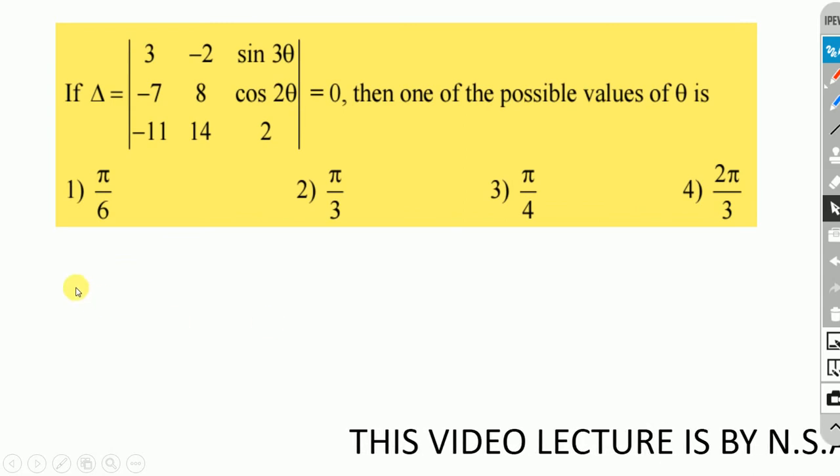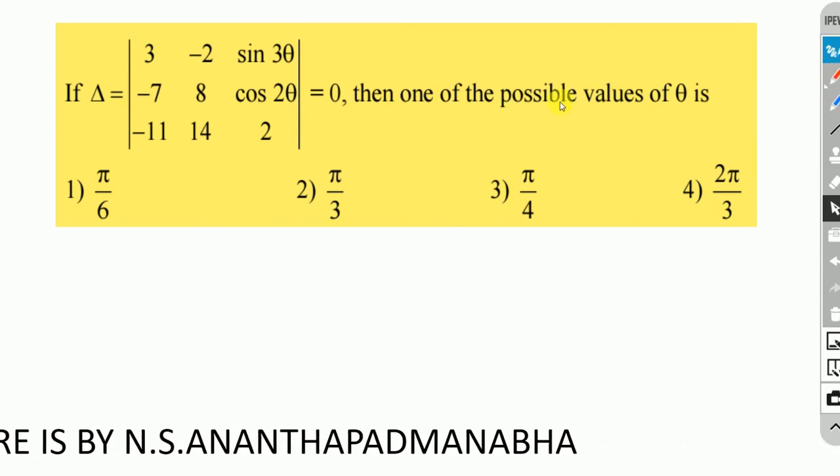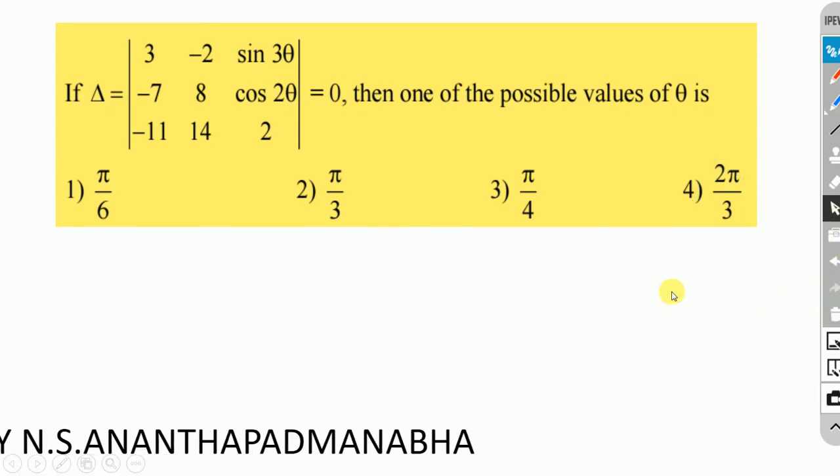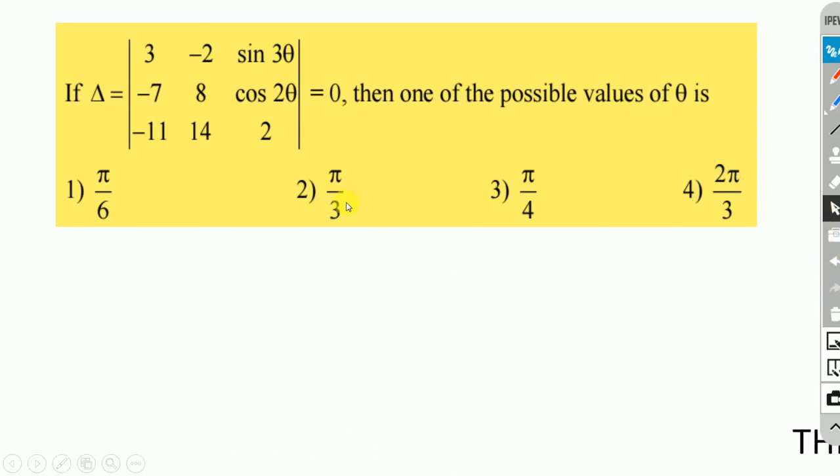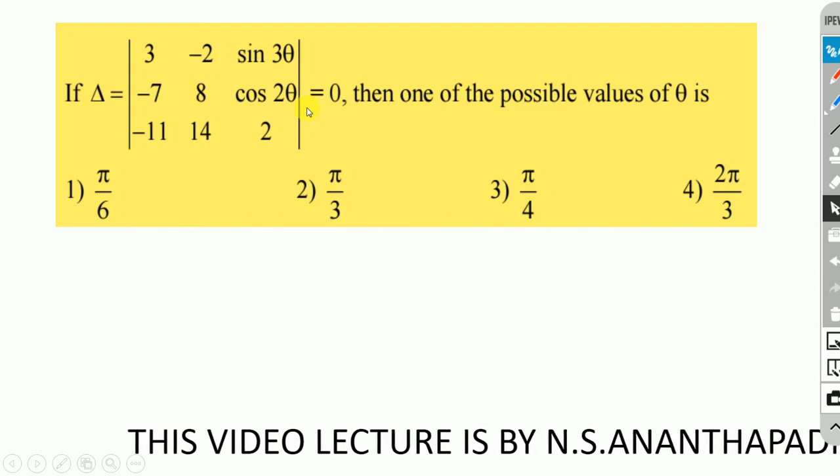If delta, the determinant with rows 3, minus 2, sin 3 theta; minus 7, 8, cos 2 theta; minus 11, 14, 2, is equal to 0, then one of the possible values of theta is pi by 6 as the first option, pi by 3 as the second option, pi by 4 as the third option, and 2 pi by 3 as the next option. So let us see how to find the value of this theta.